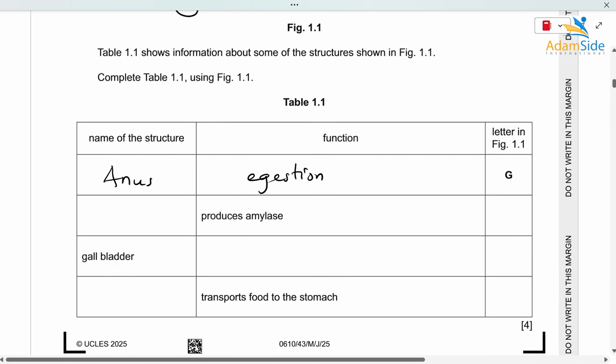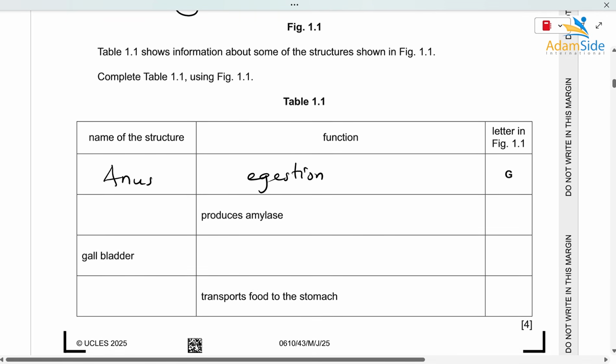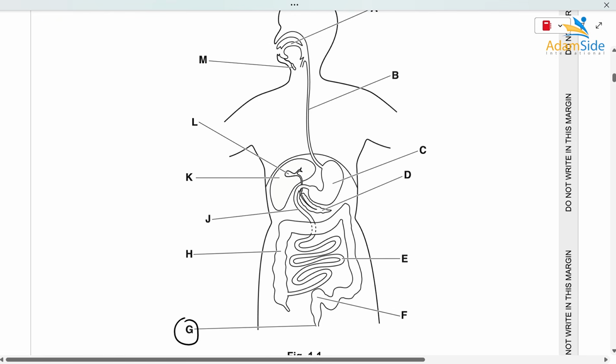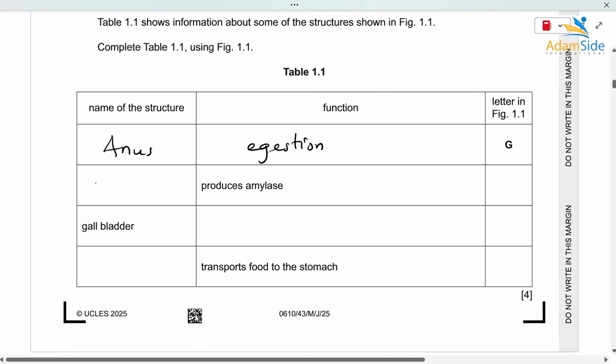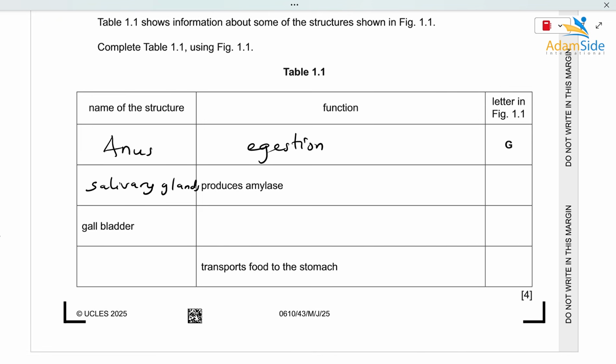Then we have a part that produces amylase. You have to state the name and the letter. Alright, so amylase is usually produced in salivary glands. These ones here, the ones labeled M. So we can state salivary glands over here. Say salivary gland. And the letter was M, so we'll put M over here.